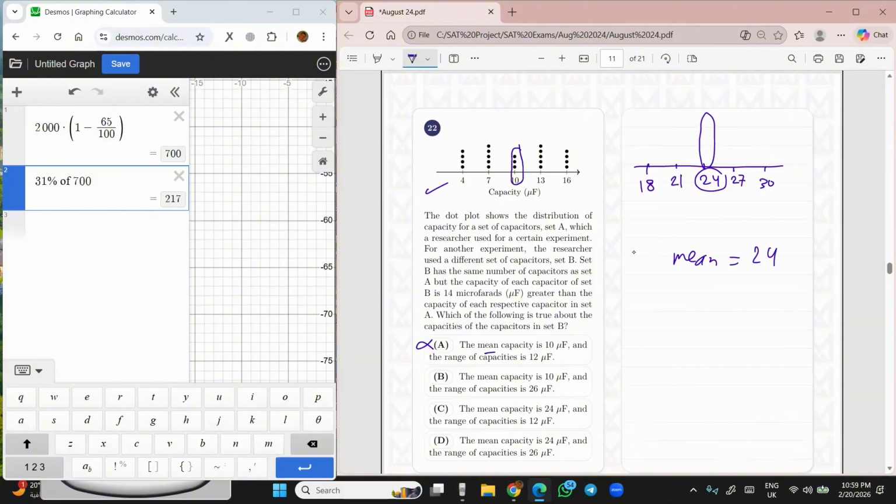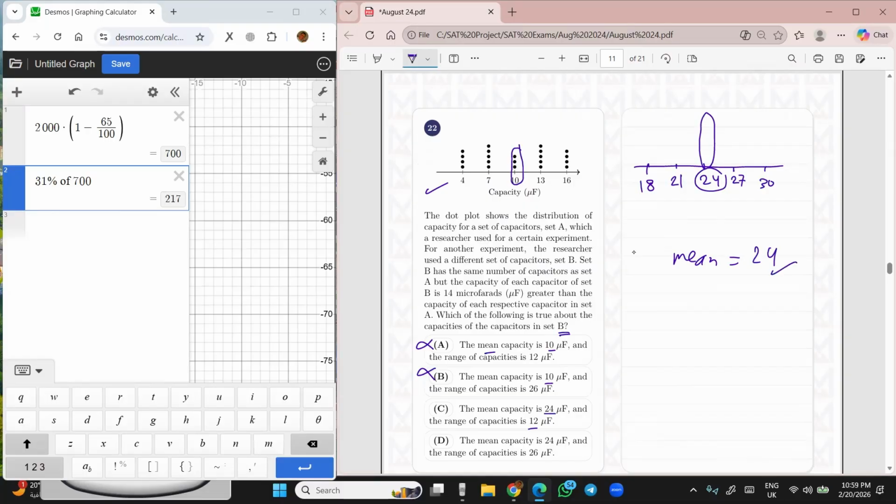It says the mean is 10 and the range is 12. We'll talk about the range later. So the mean capacity is 10. They are talking about B. B is not 10, so we also cancel B. The mean capacity is 24, that's correct. And the range is 12.